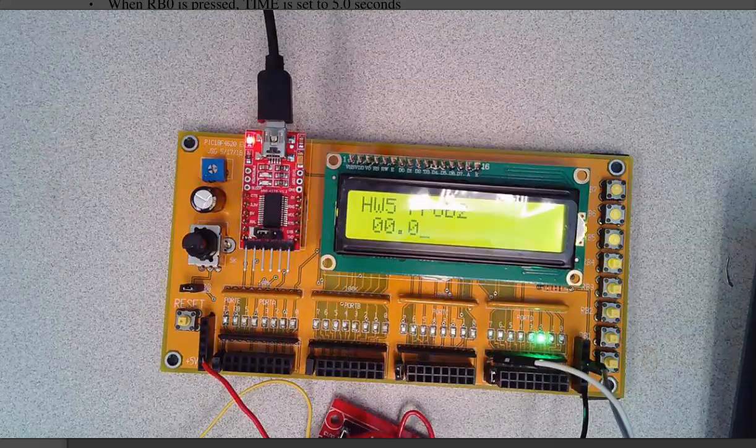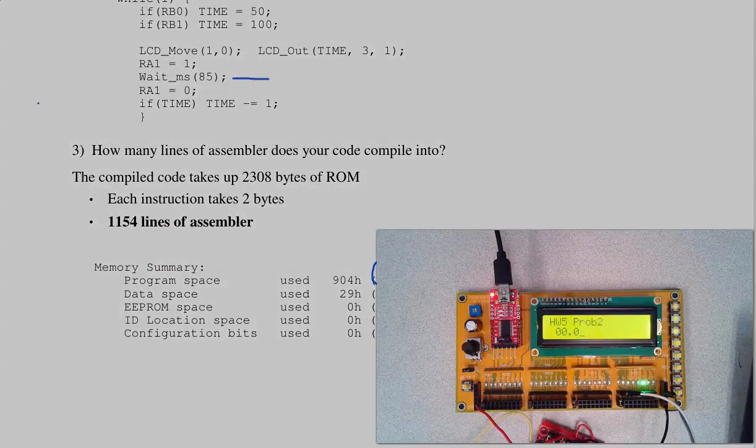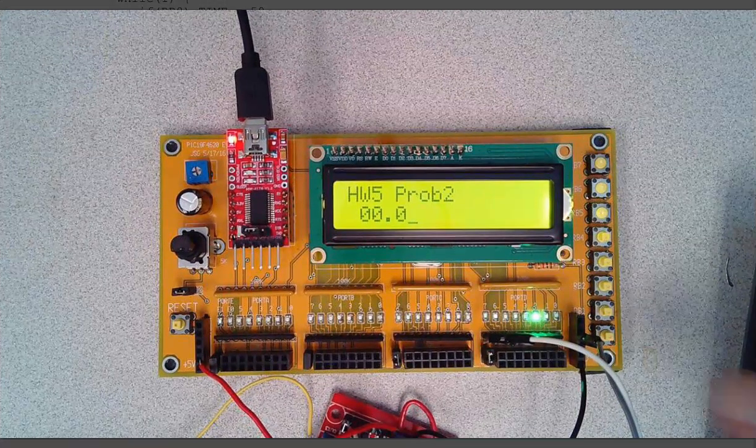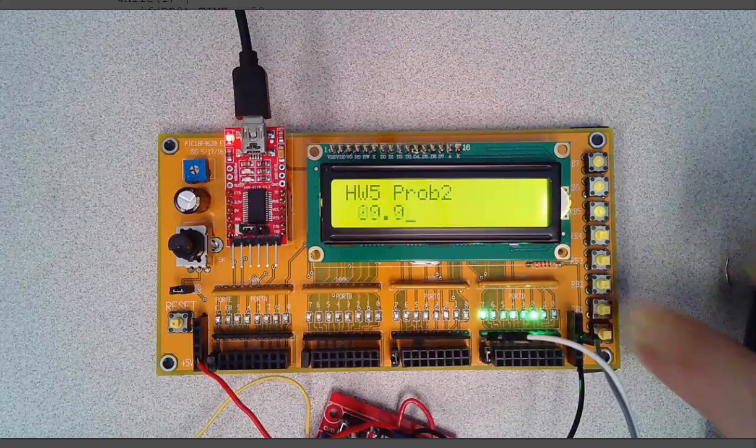That's problem number 2. When I compile it, this is how many bytes it takes. Each instruction is 2 bytes, so divided by 2, that's how many instructions. So this egg timer code was 1,100 lines of assembly. This is one of the reasons to use C rather than assembly. I could write this in assembly, but it'd be kind of painful. It is much, much easier in C.